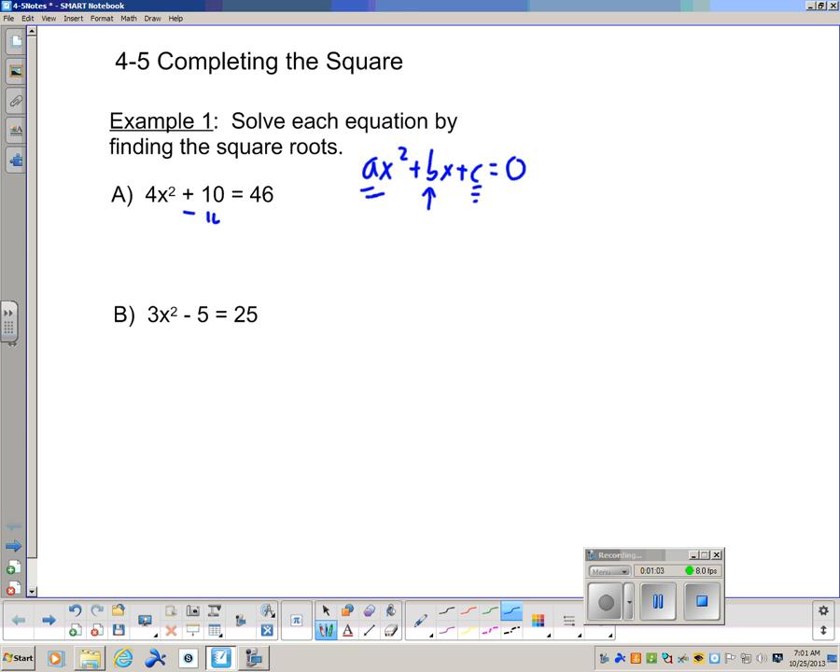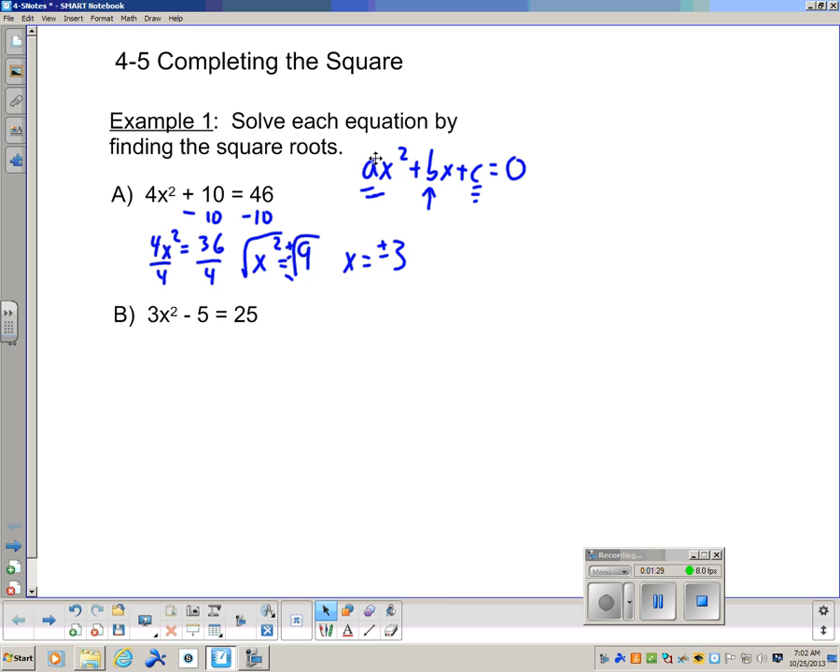So I can subtract 10 from both sides here, get the 4x squared all by itself, divide by 4, x squared ends up equaling 9. Now I got to take the square root of both sides. When I take the square root of 9 there, I end up getting x equals 3, but remember it's plus or minus. Because if you put back in this original problem back up here, let me just show you how that would work.